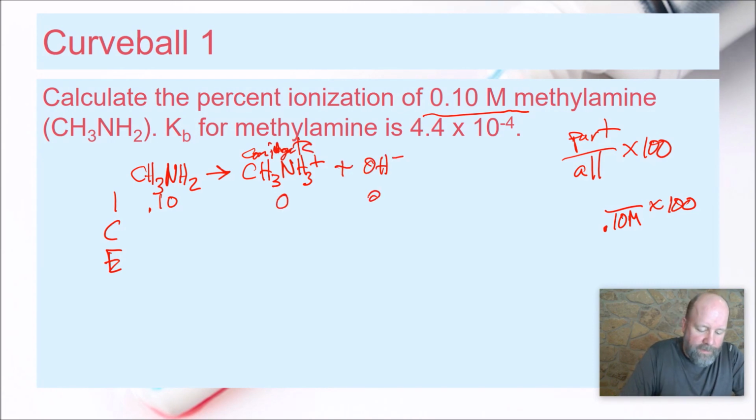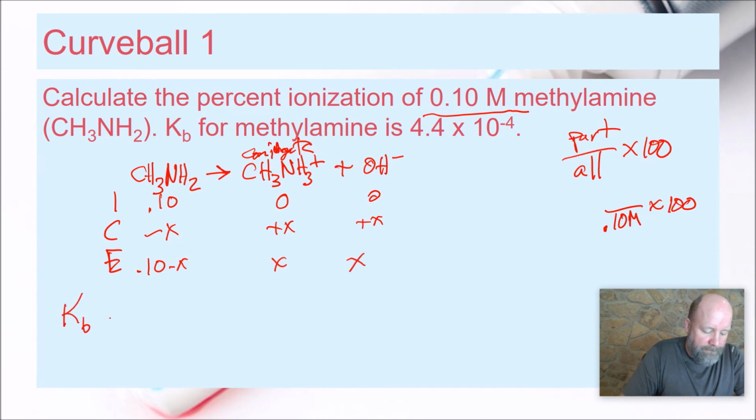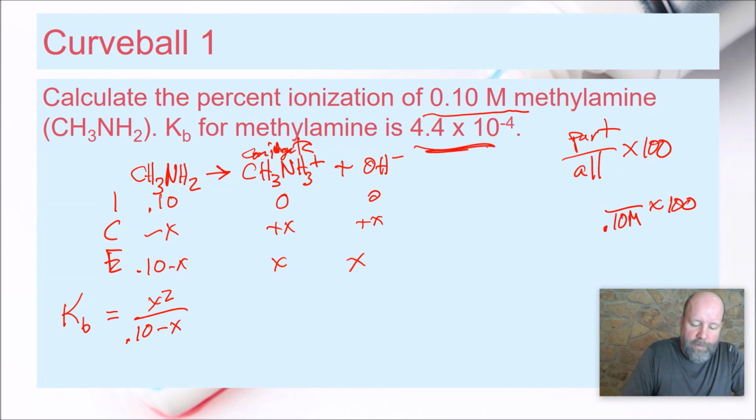So we're going to have none of this to start with. It's a regular ice table, regular equilibrium reaction. So this is going to be minus x, this is going to be plus x, this is going to be plus x. We're not doing any multiples or anything like that. So this is 0.10 minus x, this is x, and this is x. And so that means my Kb is going to be equal to x squared over 0.10 minus x. Now, I know that I've got a small Kb, so that means I can ignore this x.